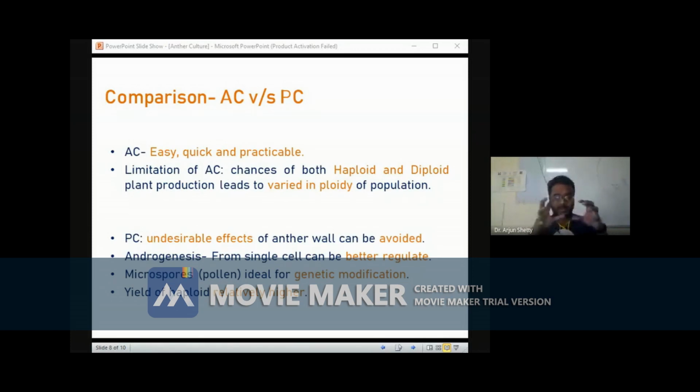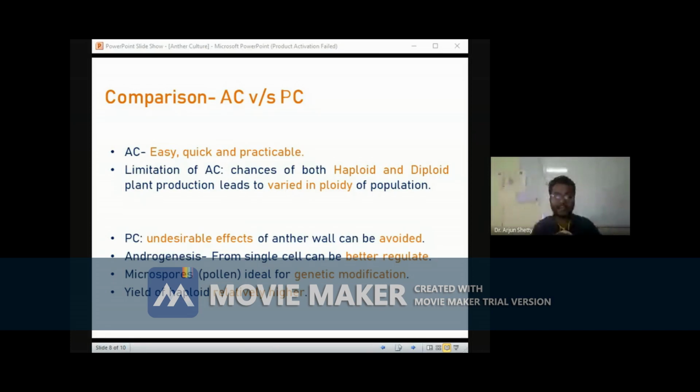So the culture which has been produced from the anther contains a varied ploidy, nothing but a population where some plants will have a haploid condition and some plants will have the diploid condition. So the plants which have been produced through in vitro culture using the anthers may have haploid plants as well as diploid plants. This is one big limitation with regard to anther culture.